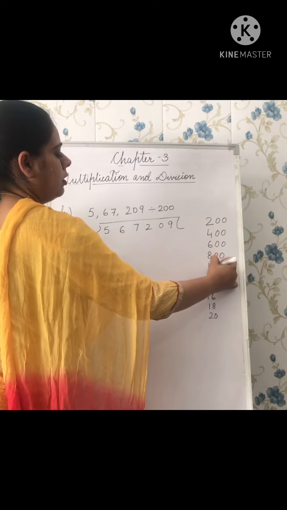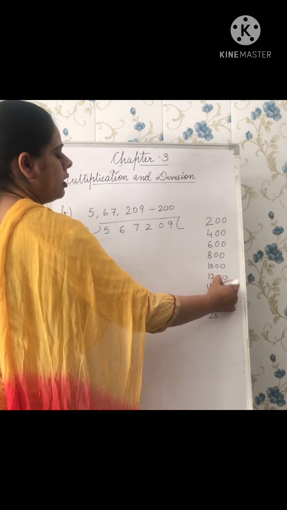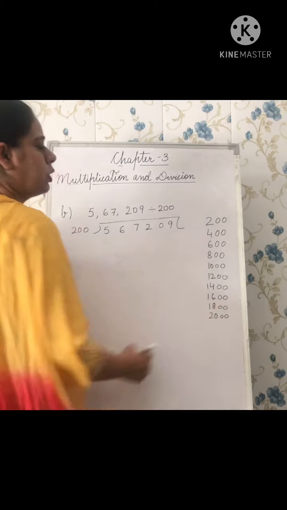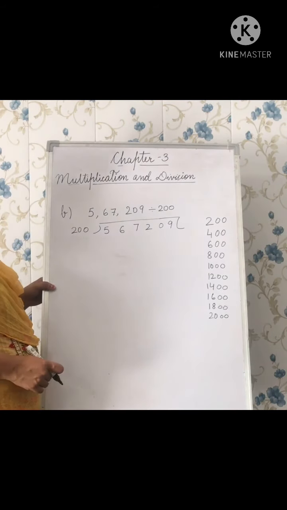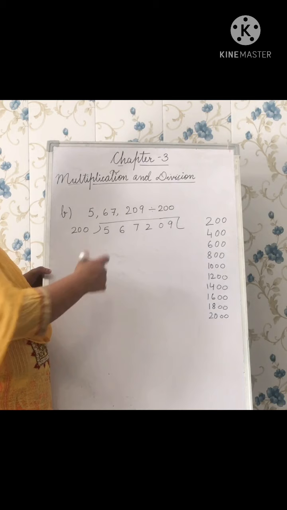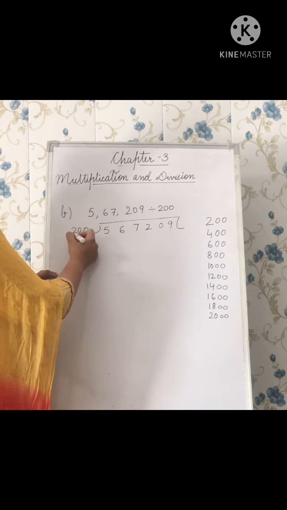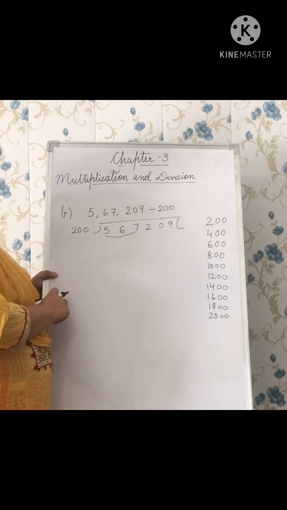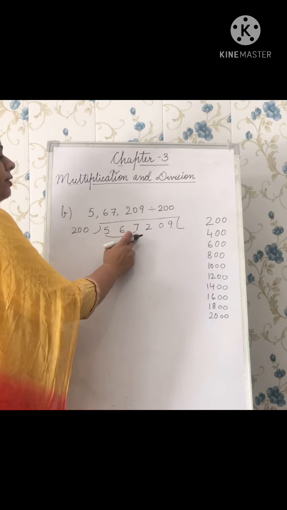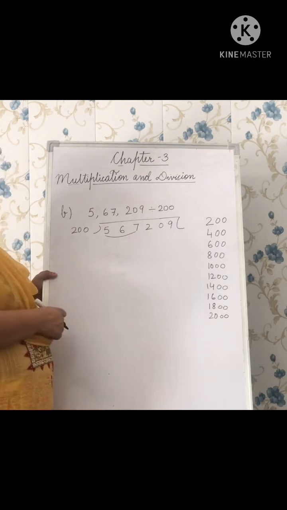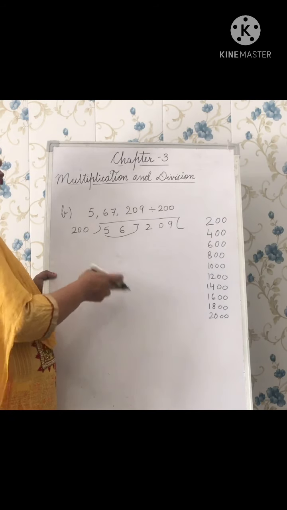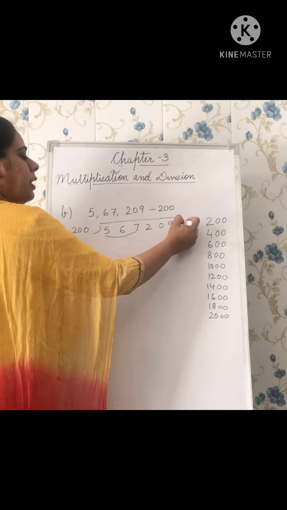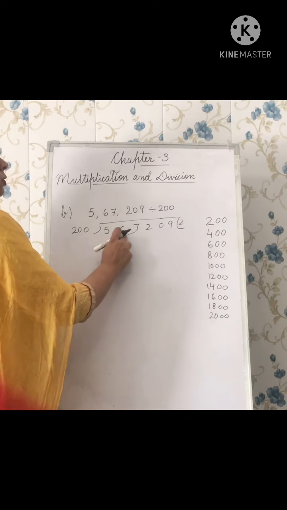600, 800, 1000, 1200, 1400, 1600, 1800 and 2000. Like this we have written the table of 200. Now this is 200 and we have to take 3 digits. Yes, 567. 567 is not coming in the table of 200. So what is smaller than 567? It is 400. So you will write here 2 and 400.